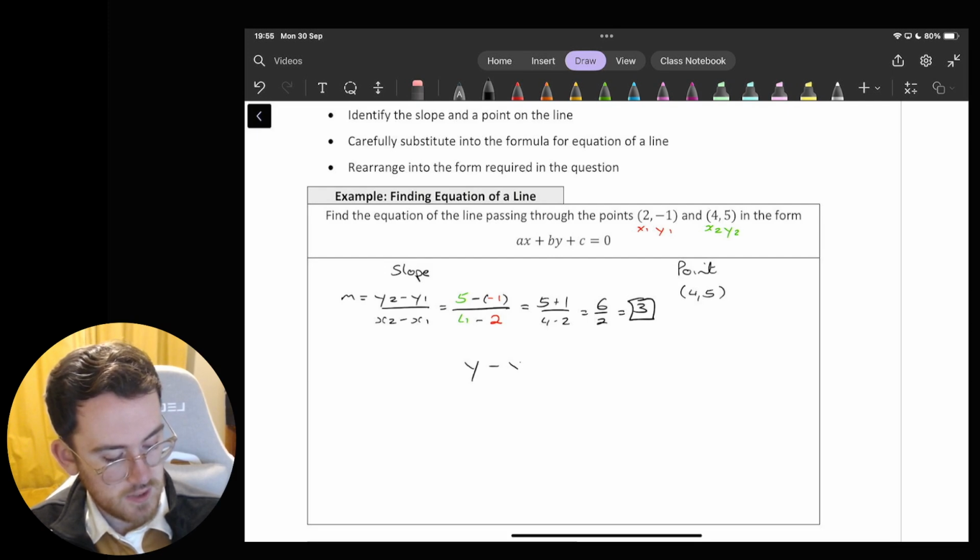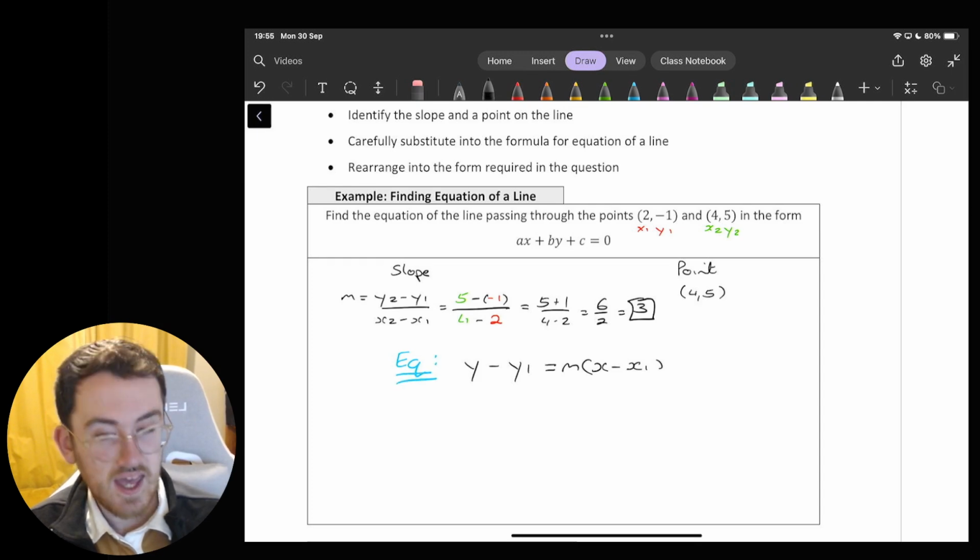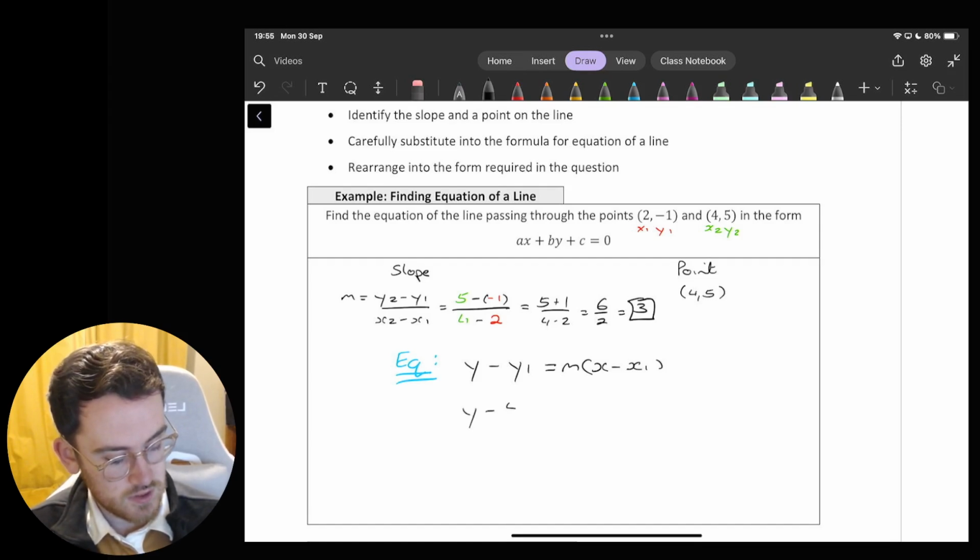I need to use now my equation of the line formula, which again is in my formula and tables book, but we'll just put a little note here beside it that that's the formula I'm using. I'm going to fill in those relevant pieces of information here. I'm using the point 4, 5, so I'm going to fill in 4 for x1, 5 for y1. You equally could use the 2, minus 1. Multiplying out my bracket here, 3x minus 12.